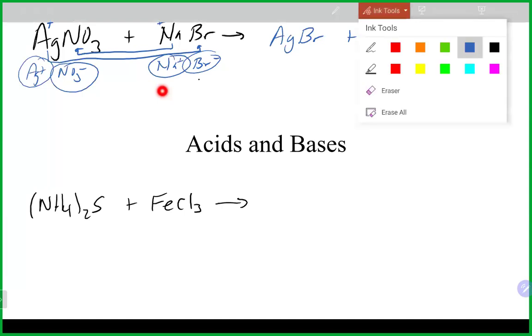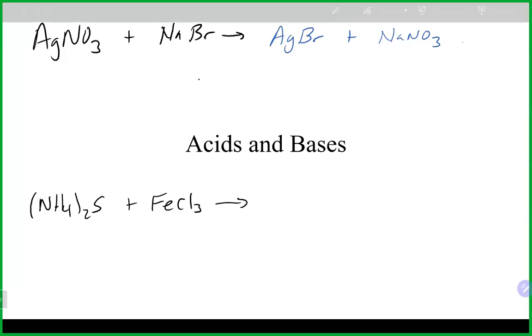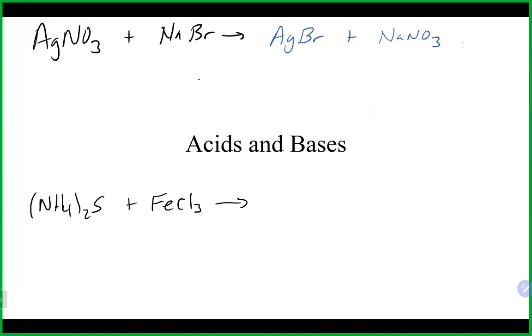Now that we have the proper formulas down, we want to then go back and balance it. And in this particular case, we actually are balanced, as we have basically one silver on each side, one nitrate on each side, one bromine on each side, and one sodium. So it actually is balanced. First off, any questions on that there?